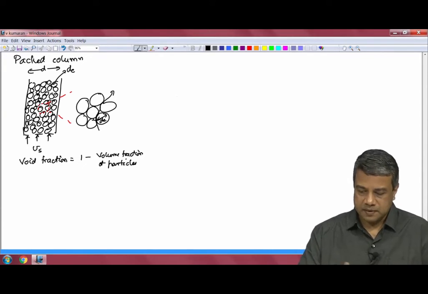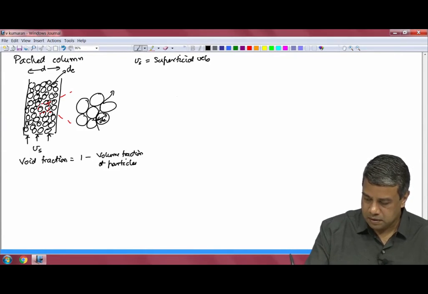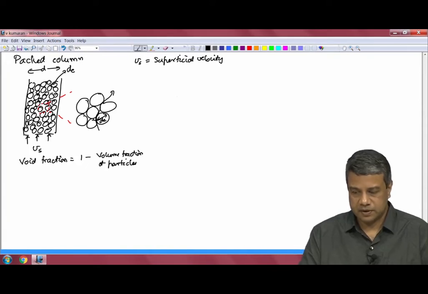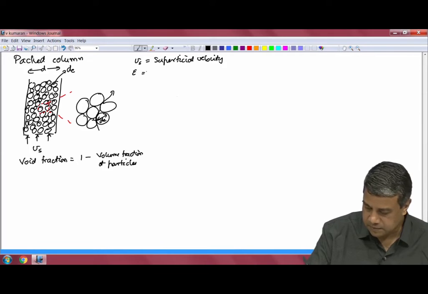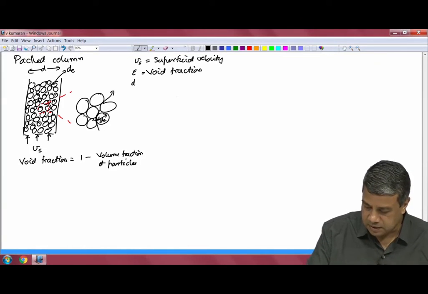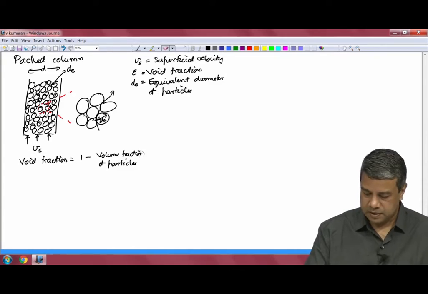So, the parameters here are the superficial velocity, the velocity, the flow rate divided by the cross sectional area of the packed column, the void fraction, which I will denote using this epsilon symbol, and the diameter of the particles. dE is the equivalent diameter of the particles.